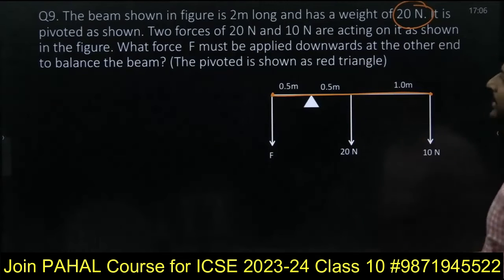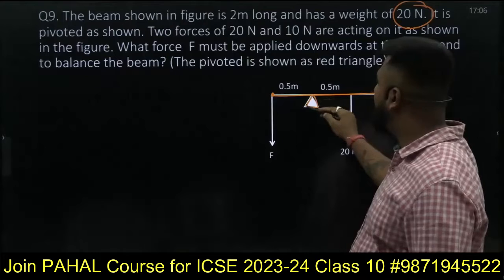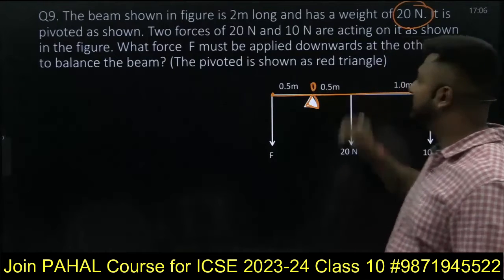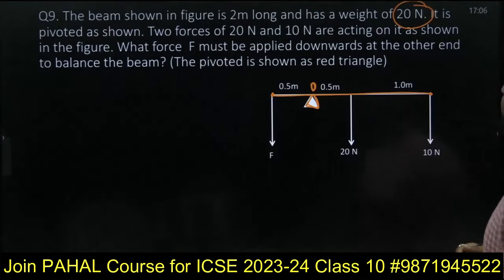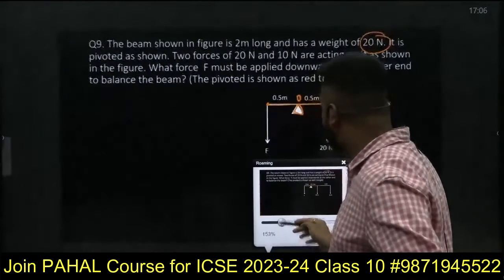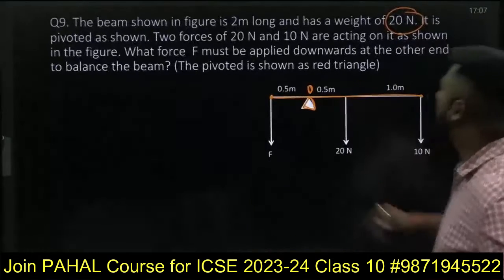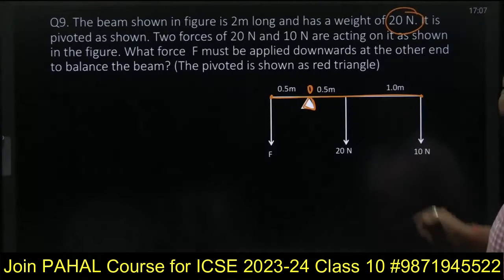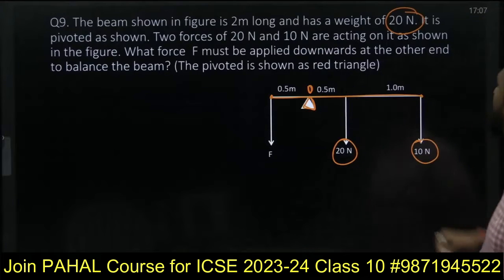It is pivoted as shown. So this is pivoted at this point, and let's say this point is O. So this is pivoted at point O. Two forces of 20 Newton and 10 Newtons are acting on it as shown in the figure. Let's make this a little smaller. So two forces of 20 Newton and 10 Newtons are acting on this beam.